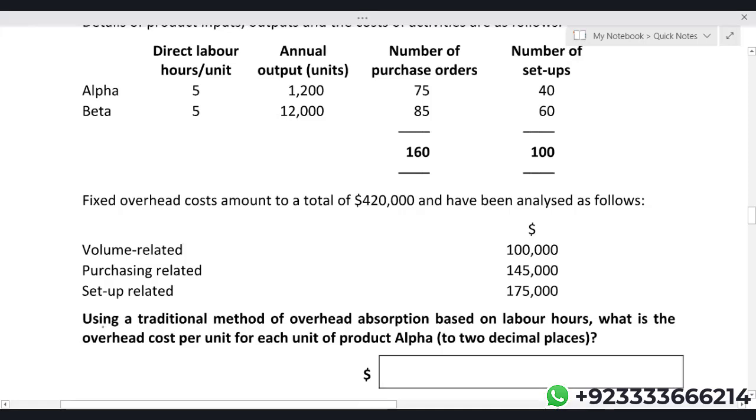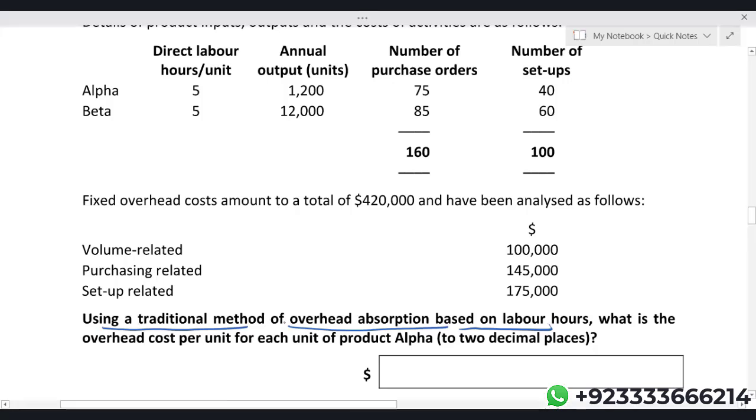Okay. Using a traditional method of overhead absorption based on labor hours. Okay, we know that under absorption costing, it is number one volume based, and normally they have budgeted activity level, either labor hours or machine hours. That is why we say that under absorption costing, overheads allocation is unfair. And we have developed ABC, which claims that we will give you the fair allocation of overheads.